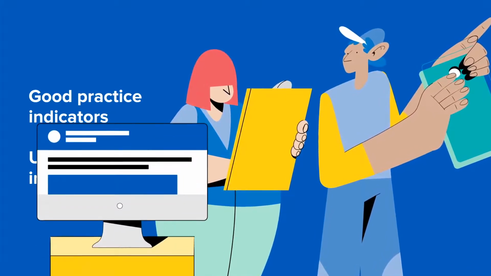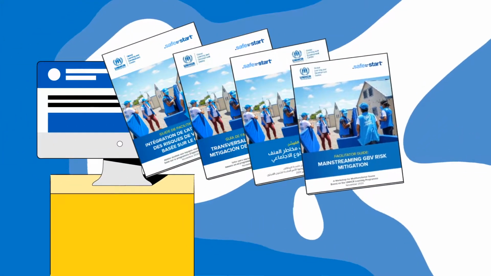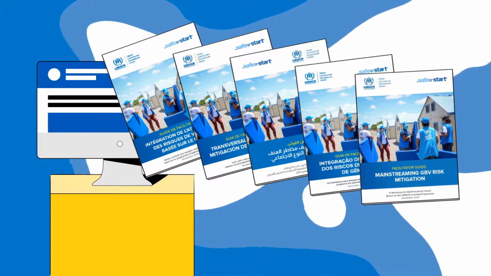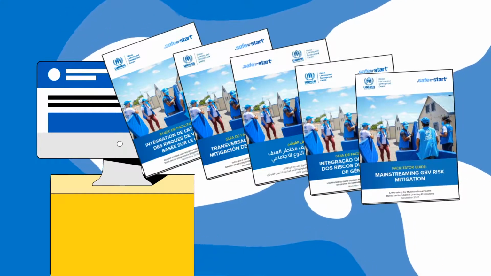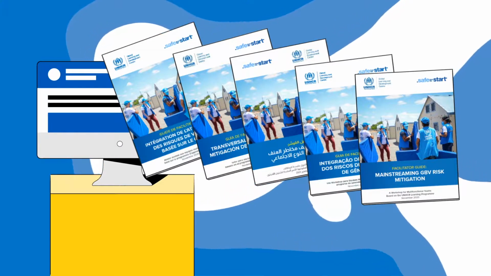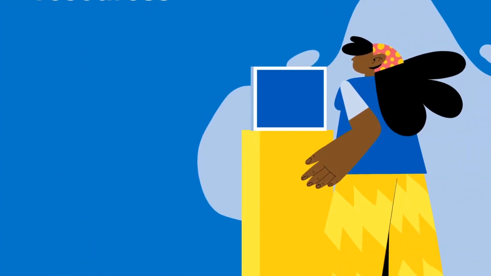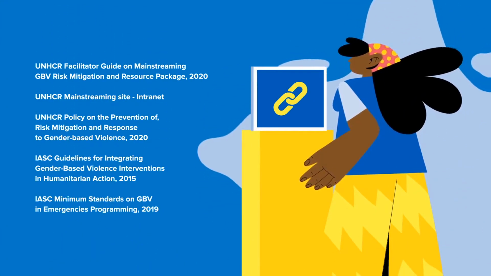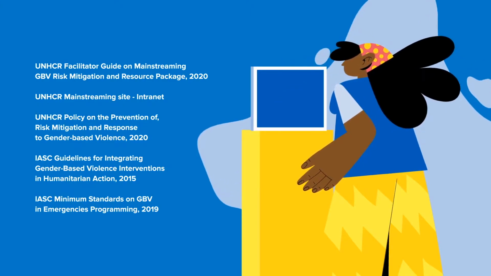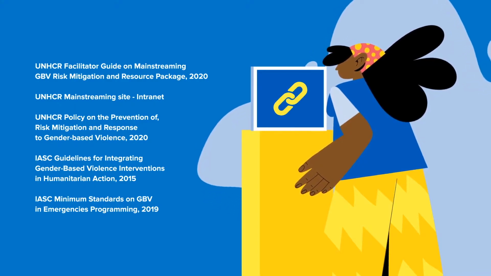The workshop PowerPoint presentations, handouts, and other resource materials are available in 5 languages and ready for use or adaptation to your context. These can be found on UNHCR's Learn and Connect platform and on the UNHCR GBV Unit's Mainstreaming Intranet site. Click the links below to access these key resources, and be sure to check out the other videos in the series for more on Modules 1 and 2, along with tips and tricks for making this workshop a successful part of your operations process to mainstream GBV risk mitigation.